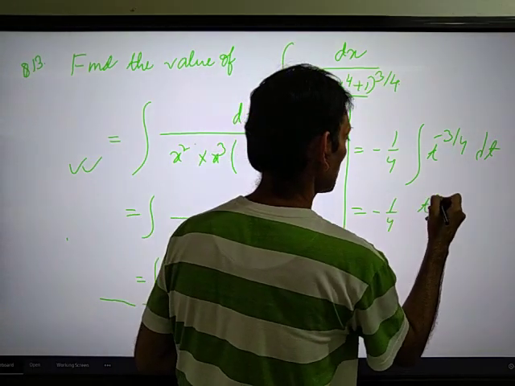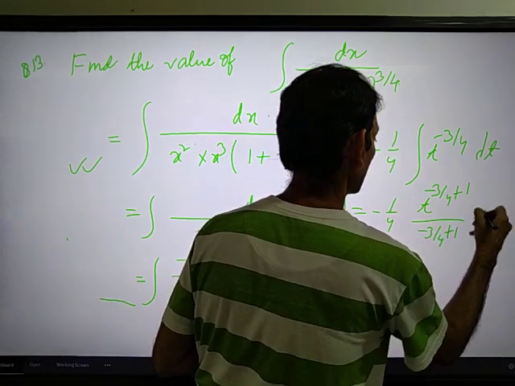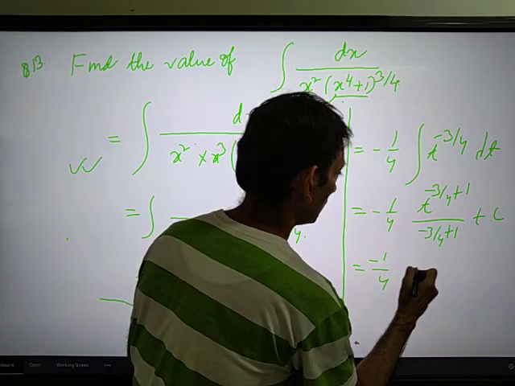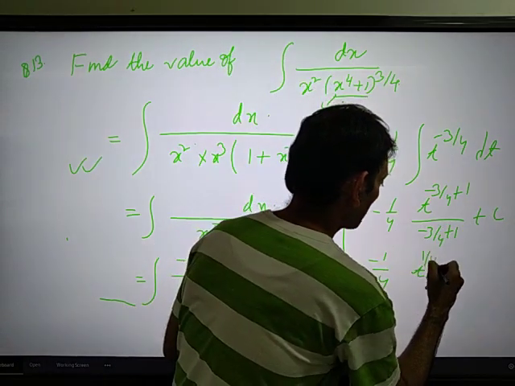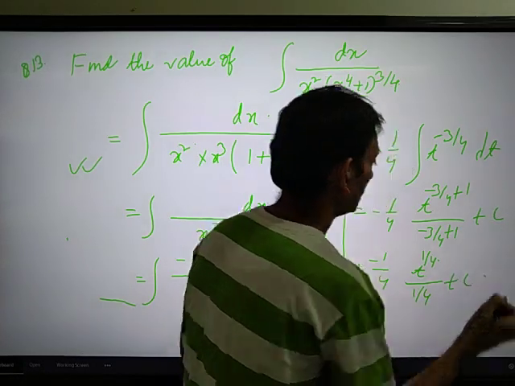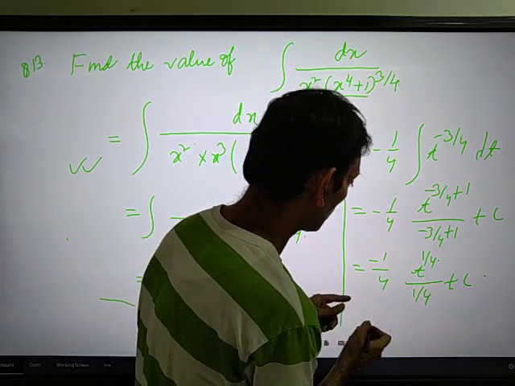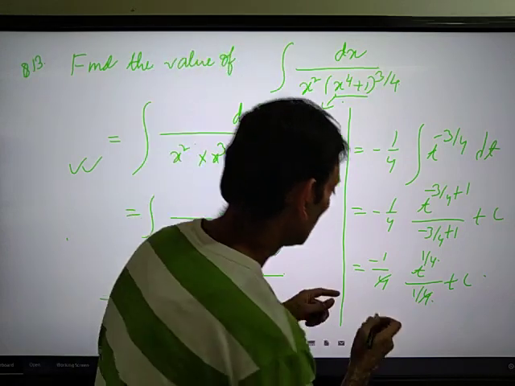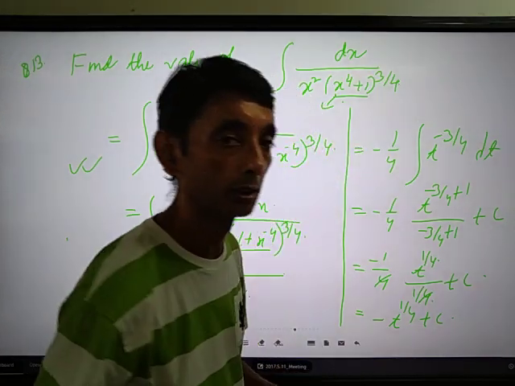this will be t to the power minus 3 by 4 plus 1, and minus 3 by 4 plus 1 in the denominator. This is minus 1 by 4, and this gives us t to the power minus 3 by 4 plus 1, that is t to the power 1 by 4, and the denominator is also 1 by 4, plus c. The 1 by 4 and the 4 cancel, so the answer is minus t to the power 1 by 4 plus c. Okay, this is the answer.